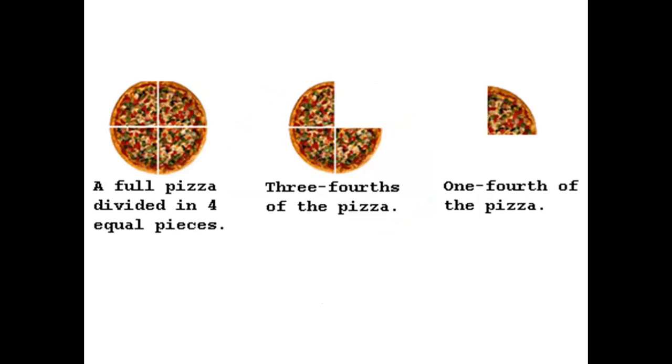So the first one, a full pizza is divided into 4 equal pieces. Now the next one, the 3/4 of the pizza. What happened? One has been taken out. So how many are there? 3. So you would say it has 3/4 of the pizza. And here, the balance is 1. How will we call them? 1/4 of the pizza. So a full pizza, 3 by 4th of the pizza, and 1/4 of the pizza.